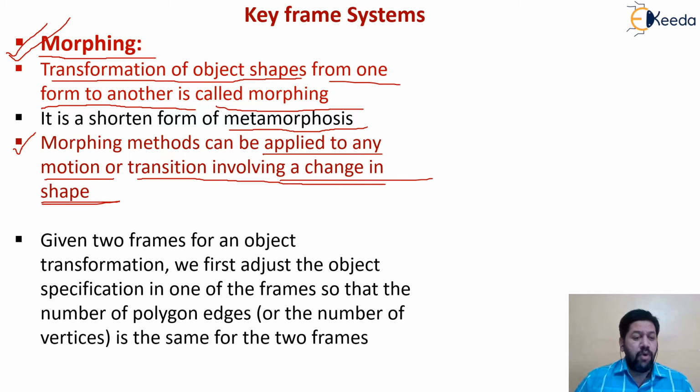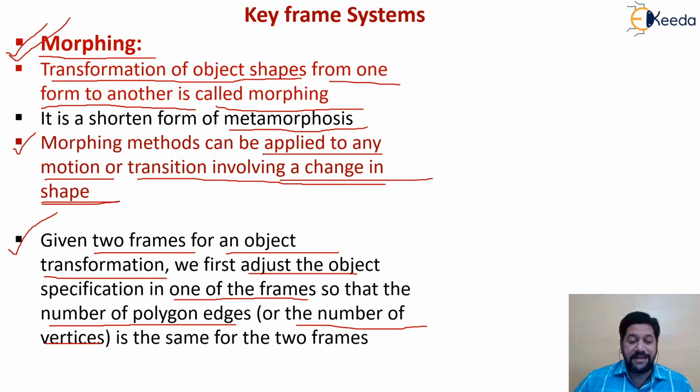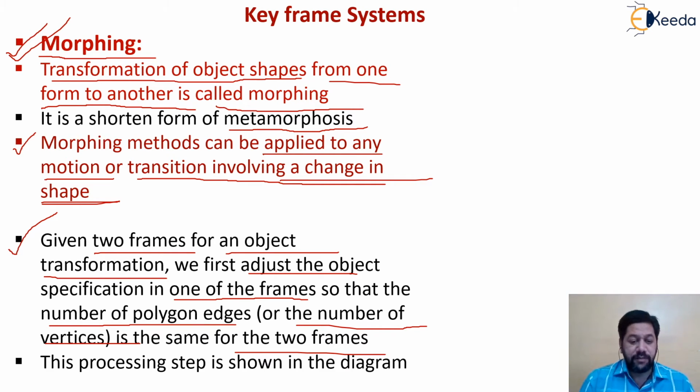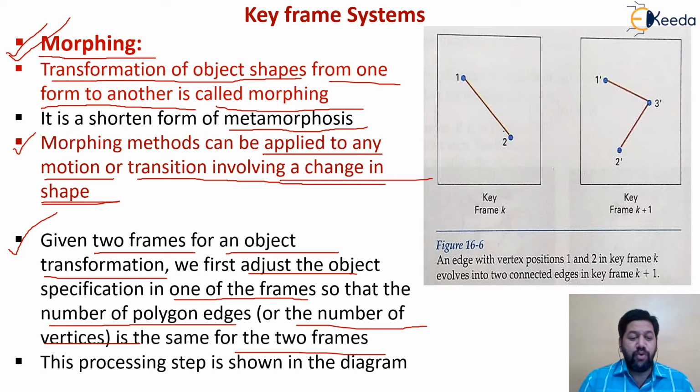Now how can this morphing be achieved? Given two frames for an object transformation, we first adjust the object specification in one of the frames so that the number of polygon edges or the number of vertices is the same for the two frames. I think we are going to see one example of how we can achieve this. This process is now shown with the help of a diagram, so let us look at the diagram and how it will be visualized.